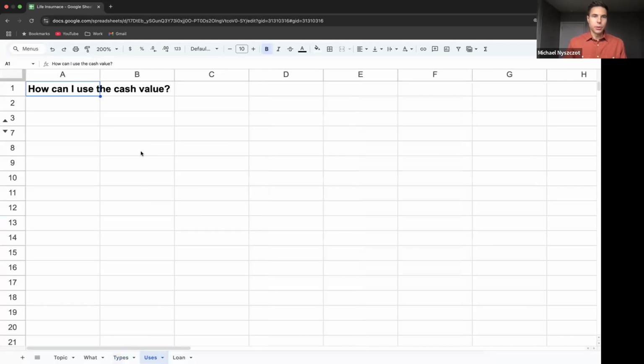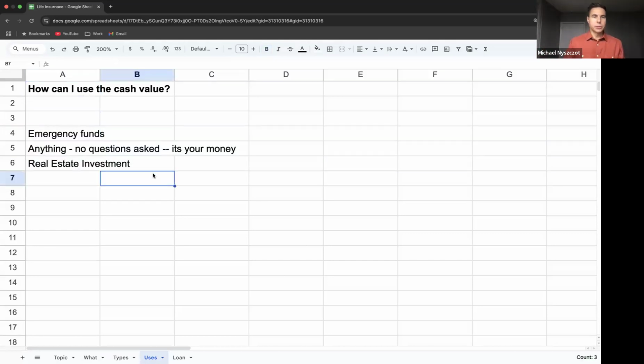Next are uses. How can I use a savings component while I'm alive in my life insurance policy? I've been paying premiums for 5, 10, X amount of years. I have a healthy buildup of this cash value or savings component. Think of it that way. What can I do with the money? And am I allowed to touch it or to just keep it and let it grow?